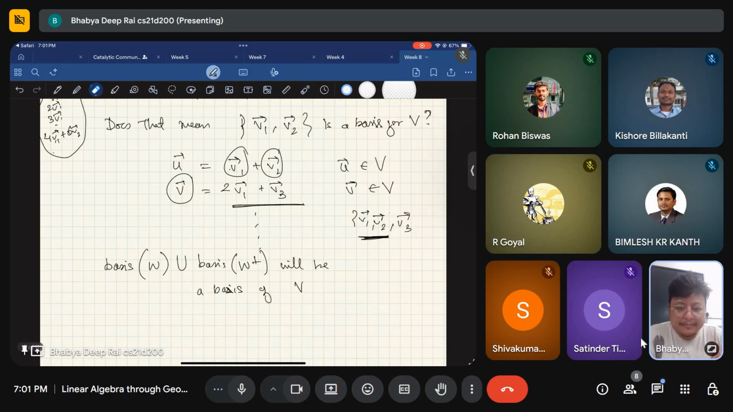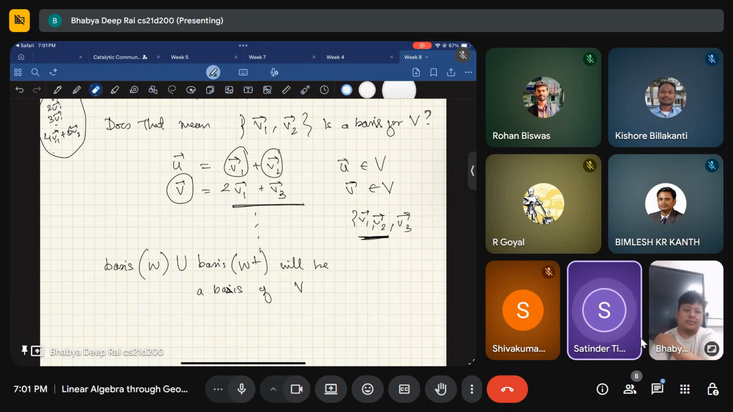Satinder, is this fine? Yes, sir. Actually, I was asking this only, like in the row space, when we have constructed the row space, there must form some vector as a basis. And for the W perpendicular also, it has some basis. Now, if we combine the basis of W and the basis of W perpendicular, we can reach any vector in V, I think. Yes, correct. This only I was asking actually.